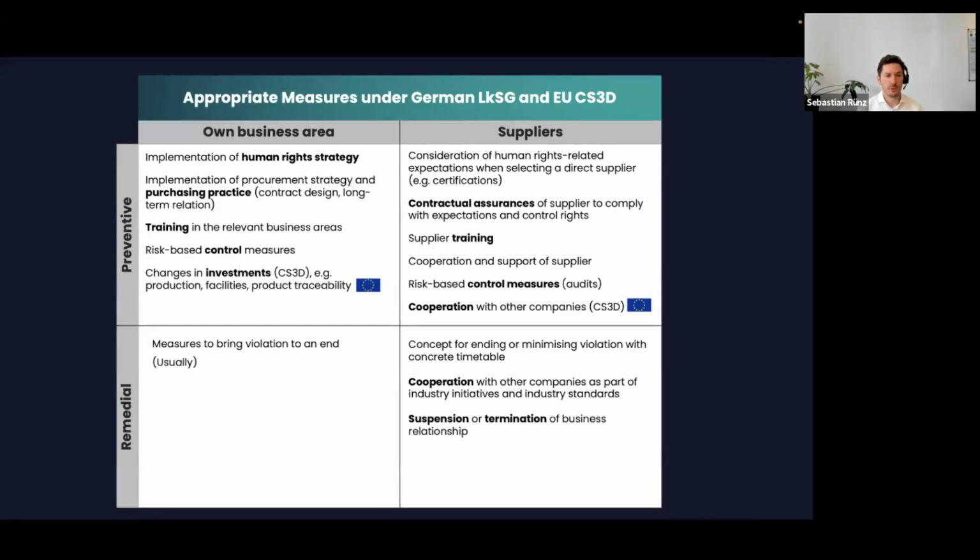You should do risk-based control measures. Of course, you need to verify whether the law is implemented correctly in your own company, and that's a typical thing. Also, when you look at compliance management systems, you need to have risk-based controls to see whether everything works smoothly.